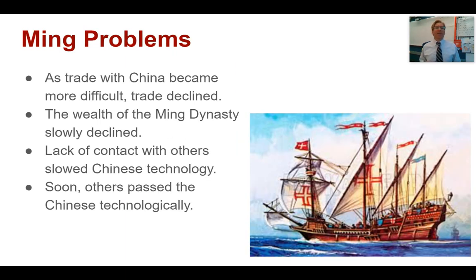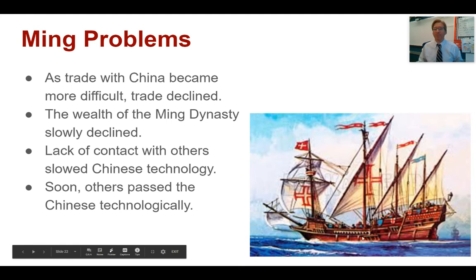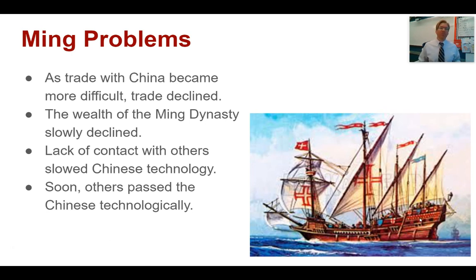Now, as trade with China became more difficult, trade obviously declines, and the wealth of the Ming dynasty also declines. China is not going to be as wealthy if they're not trading. And this lack of contact with others also slows Chinese technology. Technology, which had been booming during the Middle Ages, really starts to fall behind others. And others, such as the Europeans, particularly in shipbuilding technology and weapons technology, will pass the Chinese in the late 1400s. And this will cause no end of problems for the Chinese.